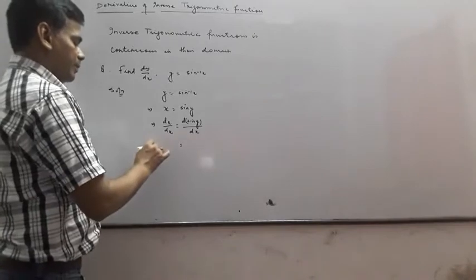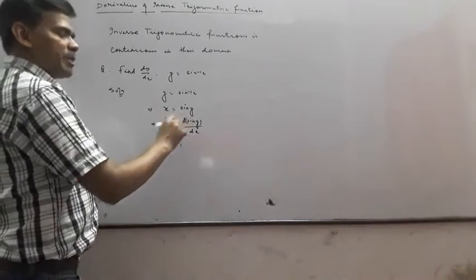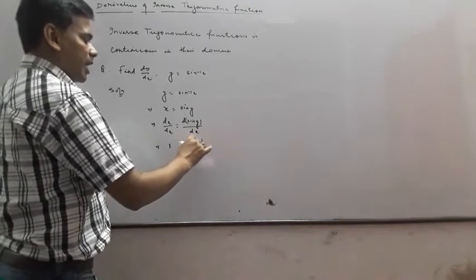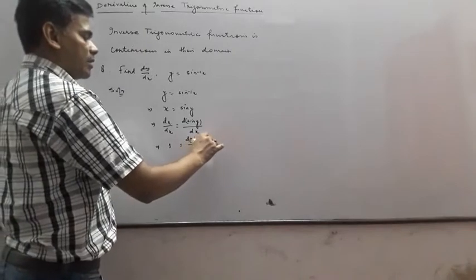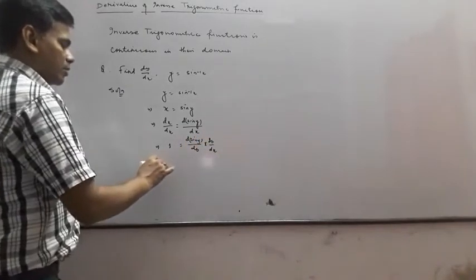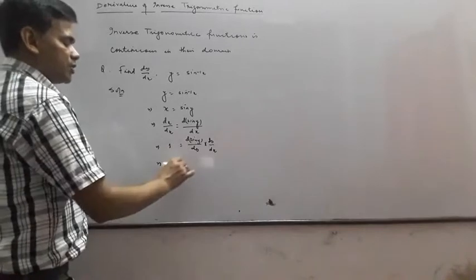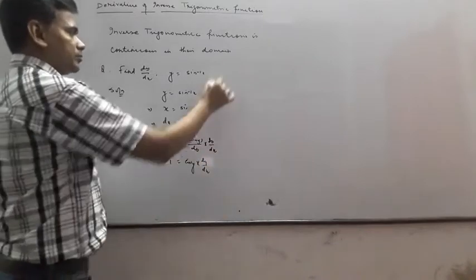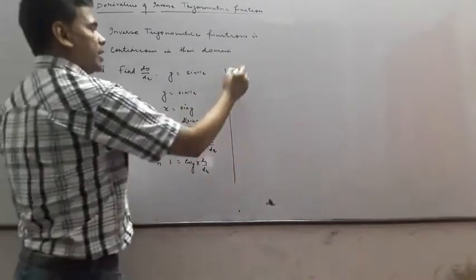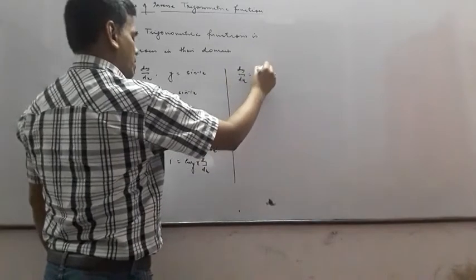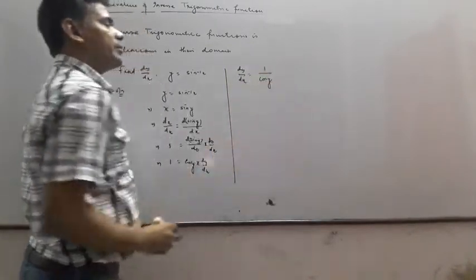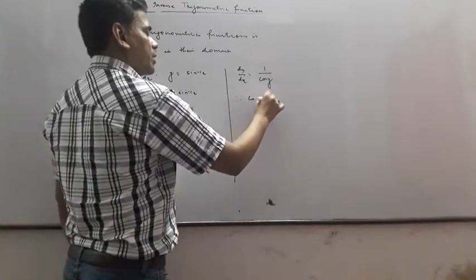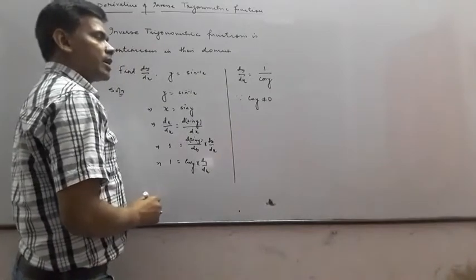Again, my question is here: sine depends upon y, so you will have to differentiate sine with respect to y and introduce dy by dx. The differentiation of sine is cos, so 1 equals cos y into dy by dx. Next you write dy by dx equals 1 by cos y. One thing to note here: cos y can't equal 0.